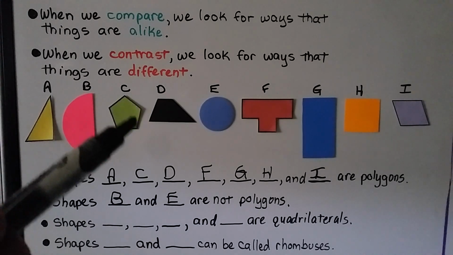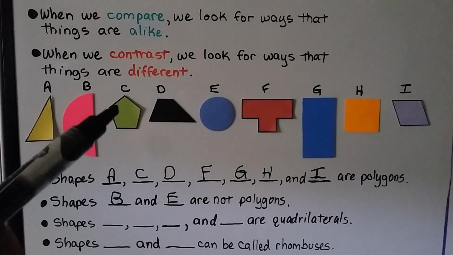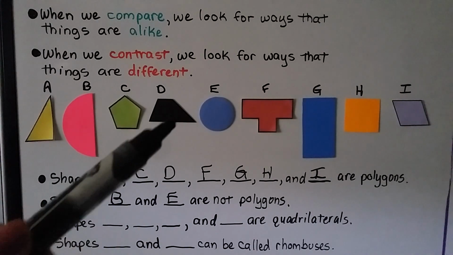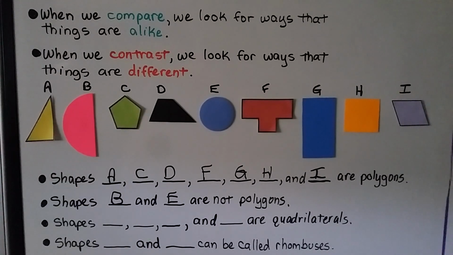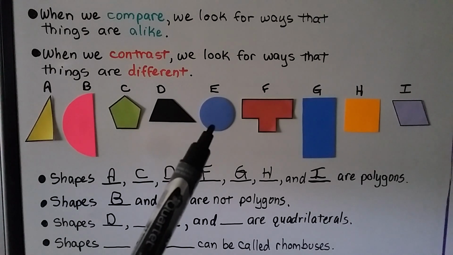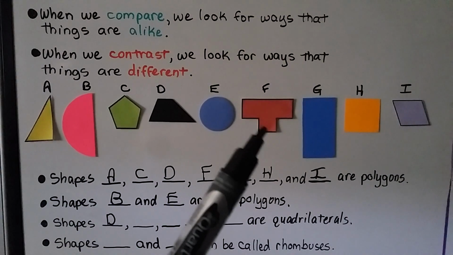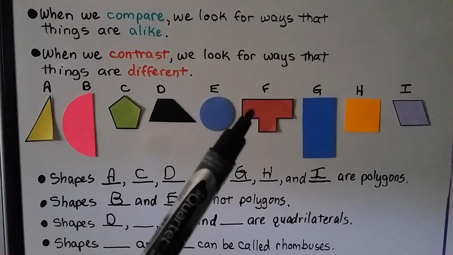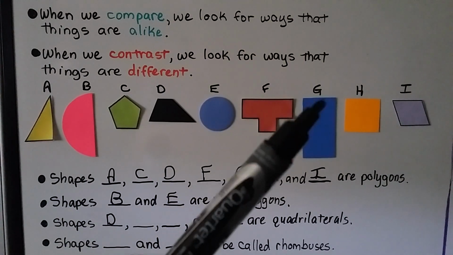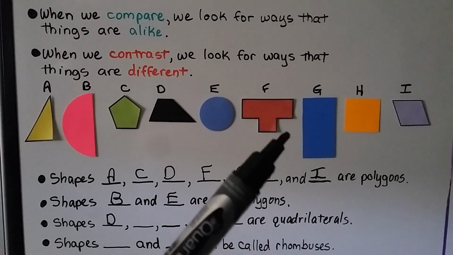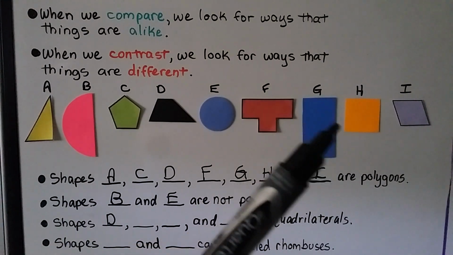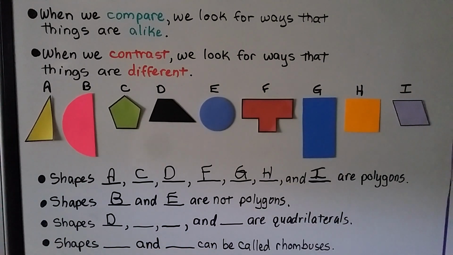This C has 1, 2, 3, 4, 5, so it's not that one. D has 1, 2, 3, 4. So D is a quadrilateral. E is a circle. It doesn't have 4 sides. F has 1, 2, 3, 4, 5, 6, 7, 8 sides. So it's not F. Look, G has 1, 2, 3, 4, and H has 1, 2, 3, 4, and I has 1, 2, 3, 4. So G, H, and I are quadrilaterals also.